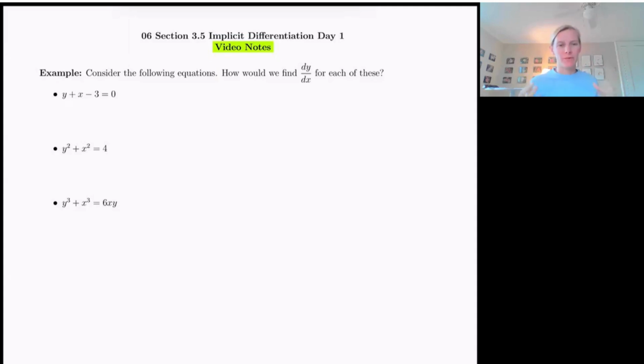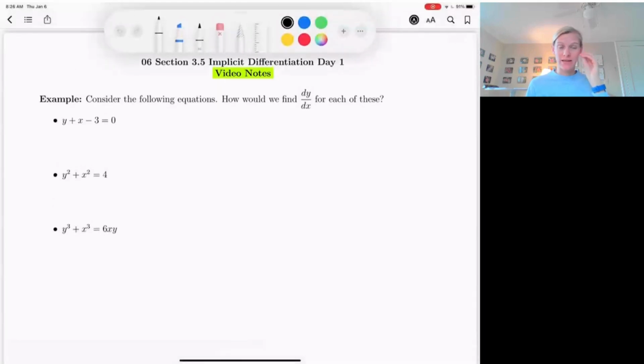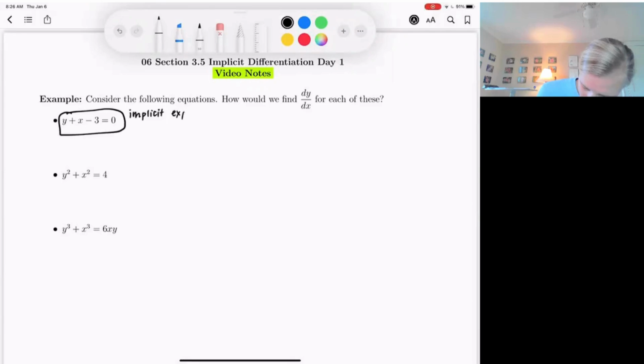All the functions that we've been working with so far are explicit functions. They've been given to us in the form y is equal to some function of x. With implicit expressions or equations, we are not necessarily given y is equal to a function of x. We might be given something like this, not of the form y is equal to something. So this is an implicit expression. It is inferred by this expression that y is a function of x, but we are not actually told what function of x it is.